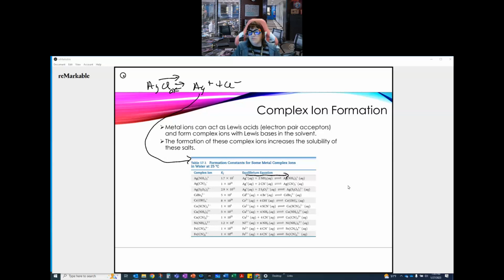Now we call these complex ions, so we have formation constants for them. These are called Kf's. You'll see that this says Kf. That's what that refers to. What we need to know about this is that it changes the solubility. So let's see what that looks like.